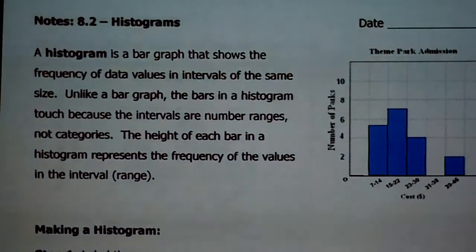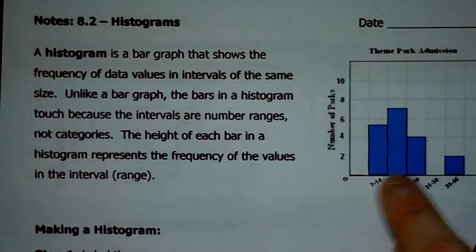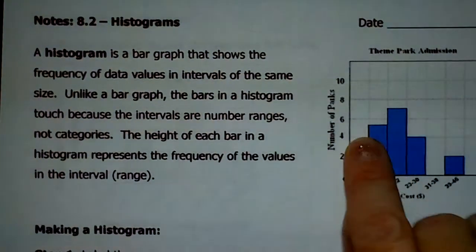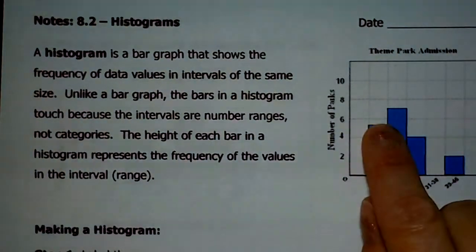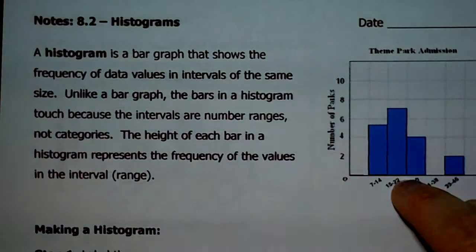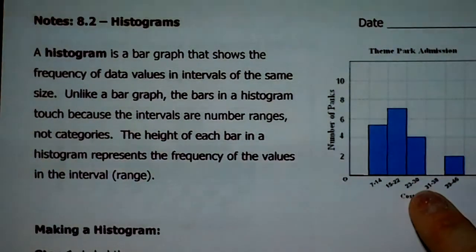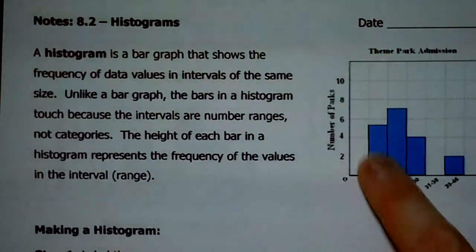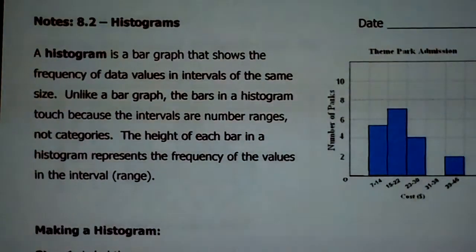So just like a bar graph, the height of each bar represents the frequencies of the value in the range. So this tells me if the cost of theme park admission is $7 to $14, it looks like about 5 parks have that cost. And there are about 7 parks that have the $15 to $22 cost. And there are 4 parks that would have the $23 to $30 cost. So this tells me how many people fit into each category, or how many parks, I guess, in this case.